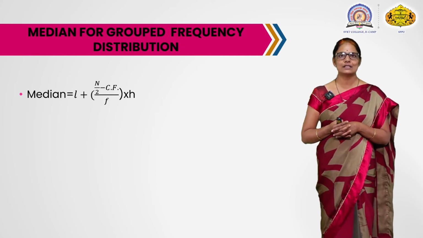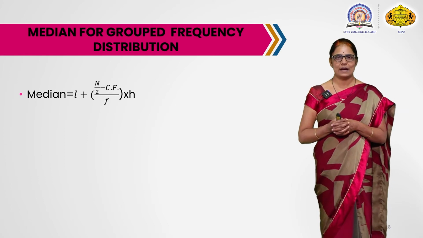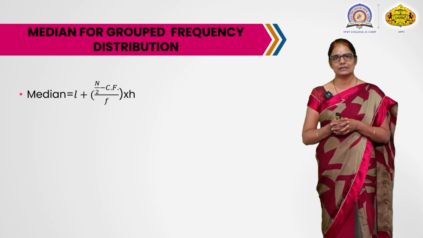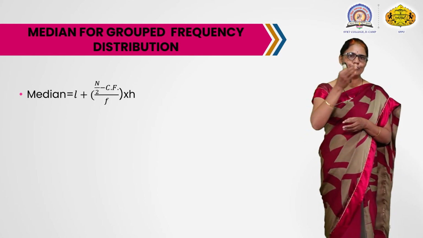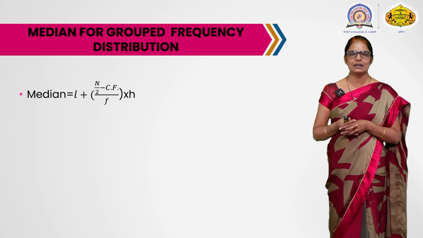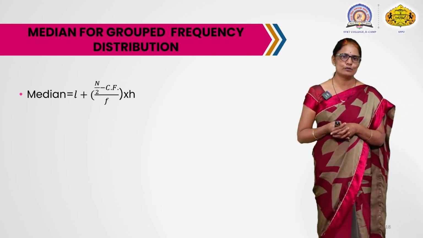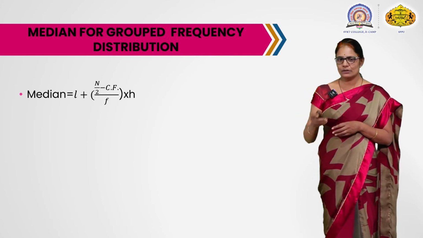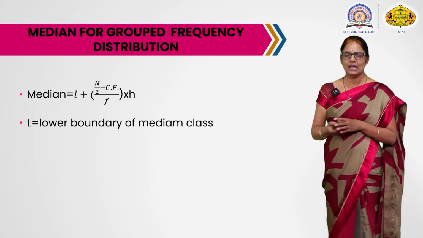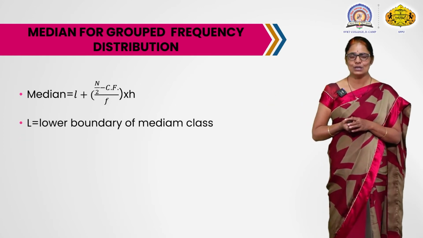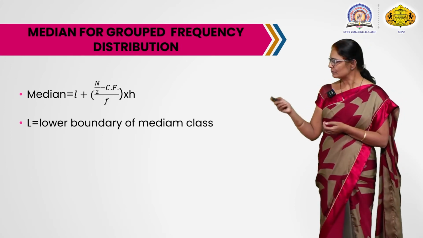For that we will use one formula. The formula is median equals L plus, in brackets, capital N by 2 minus cumulative frequency, that is C.F., upon F, into h. We will use this formula to calculate the median if the data is expressed in terms of a group frequency distribution. Now we will see the meanings of all these symbols. Here capital L is the lower boundary of the median class. We will see how to locate the median class after this.